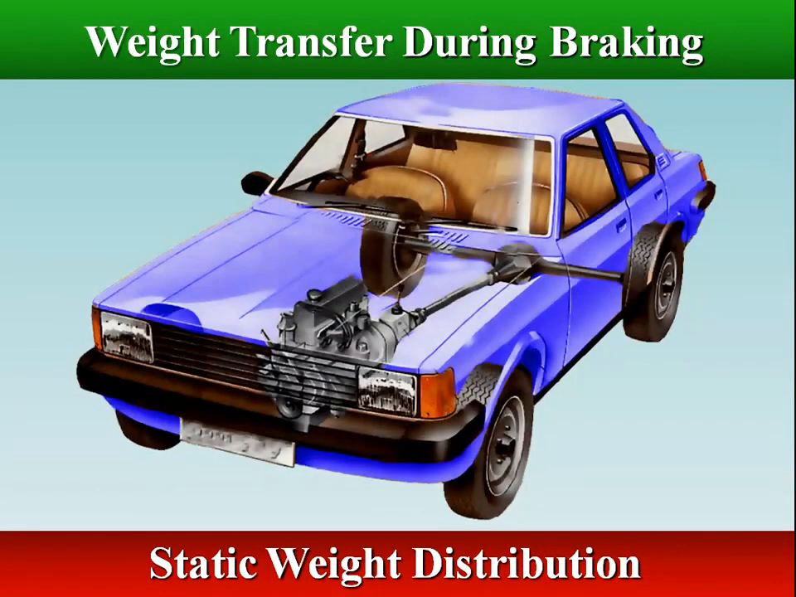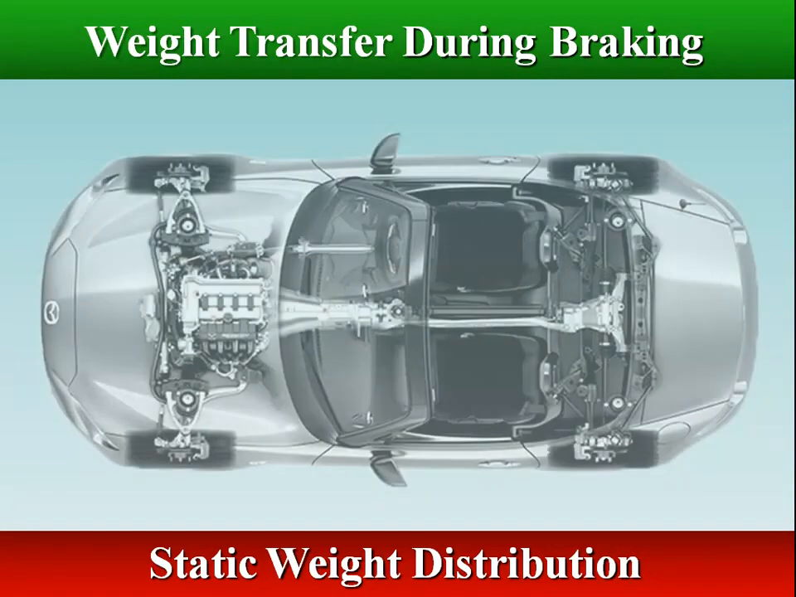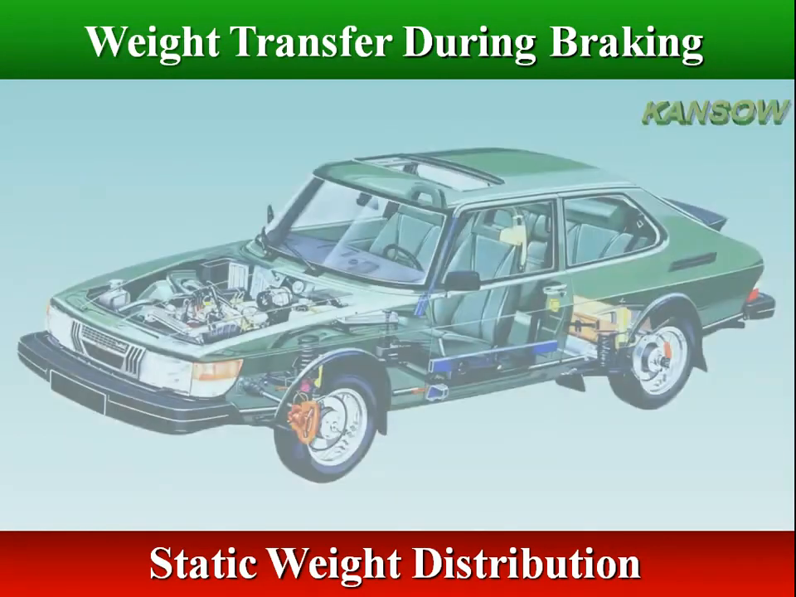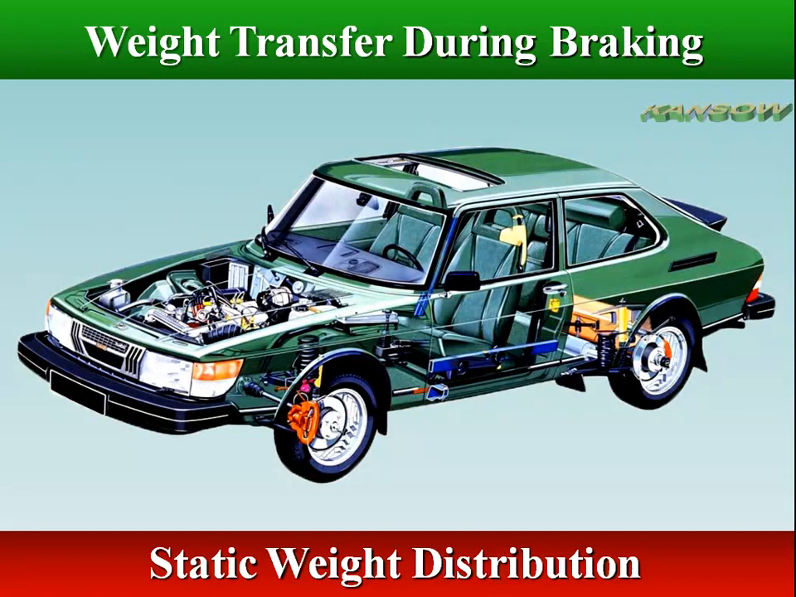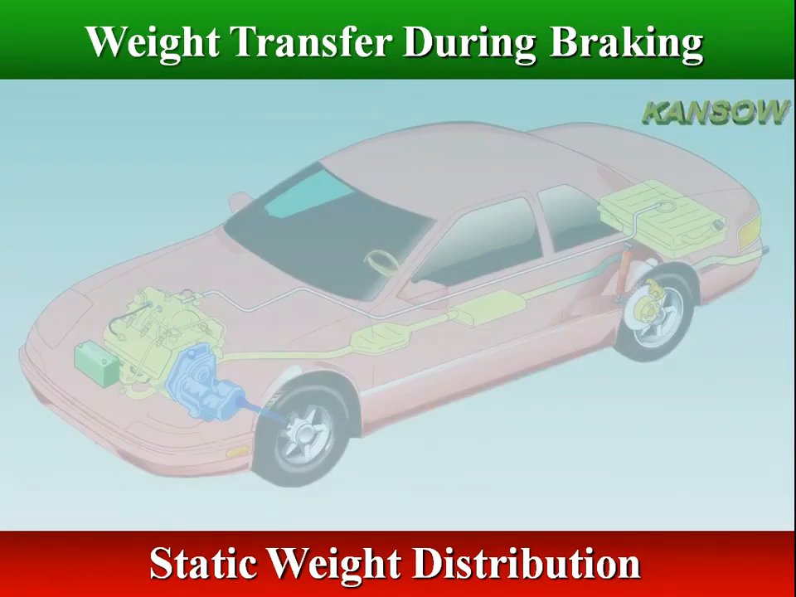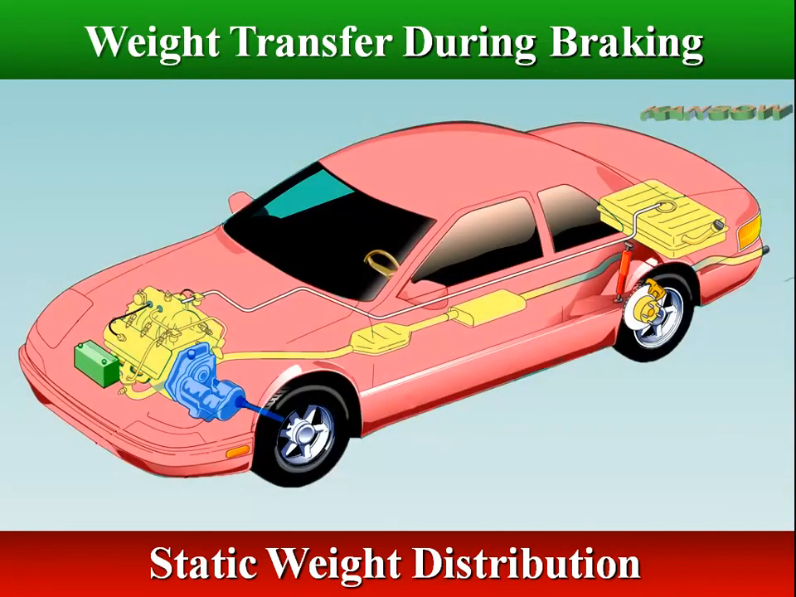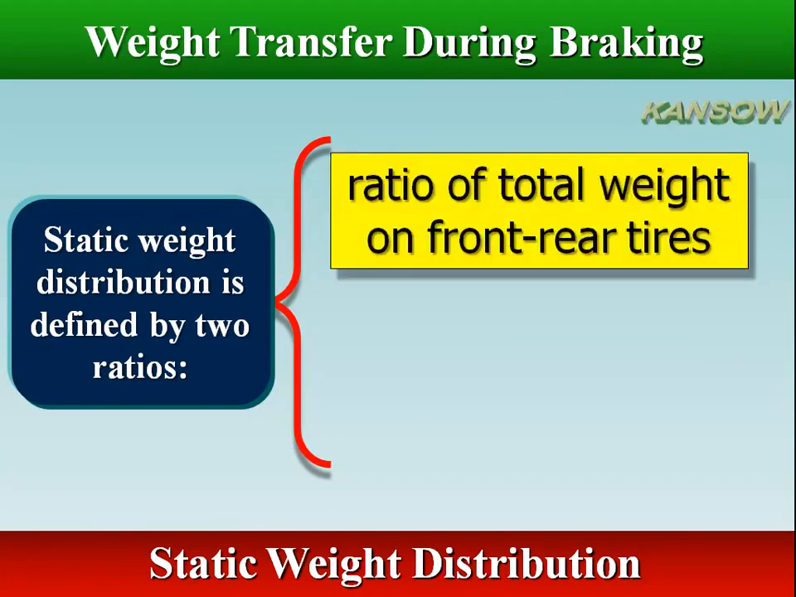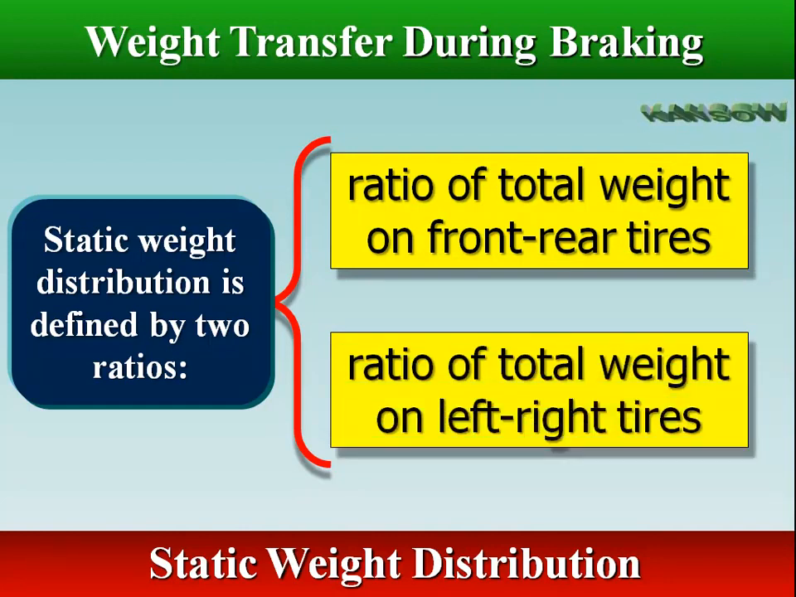The positions of the components in a vehicle determine how its weight is distributed while it is standing still. Every part of a vehicle has mass, and depending on where that mass is located relative to the tires, it will affect how much weight is on each tire. Static weight distribution is defined by two ratios: a ratio of the total weight on the front and rear tires, and a ratio of the total weight on the left and right tires.